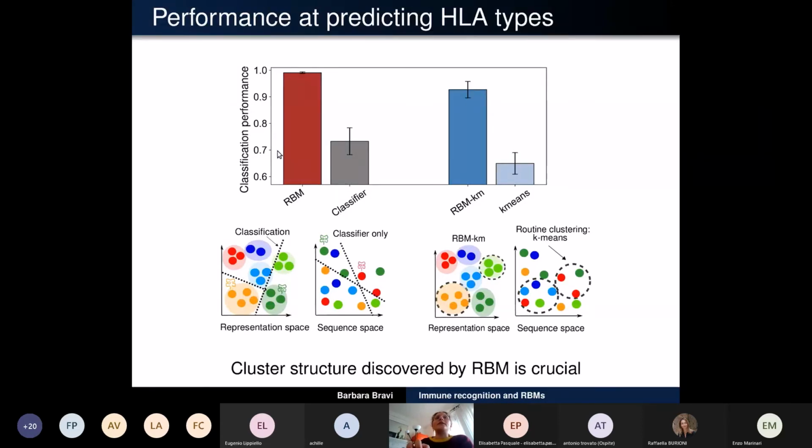And here we see that the RBM actually reaches a very high classification performance, that is, it is able to classify the antigens by their HLA type, but also performance that is stable across the different datasets. And the other comparisons I show actually are meant to show that the cluster structure discovered by the RBM is crucial for this high predictive performance. So as I said, the approach we are pursuing consists of learning the RBM and then performing classification in this representation space by assigning a few types to antigens in each cluster. If the same classifier was applied directly in sequence space, so by assigning types to a few antigens directly in sequence space, the performance would be much lower.